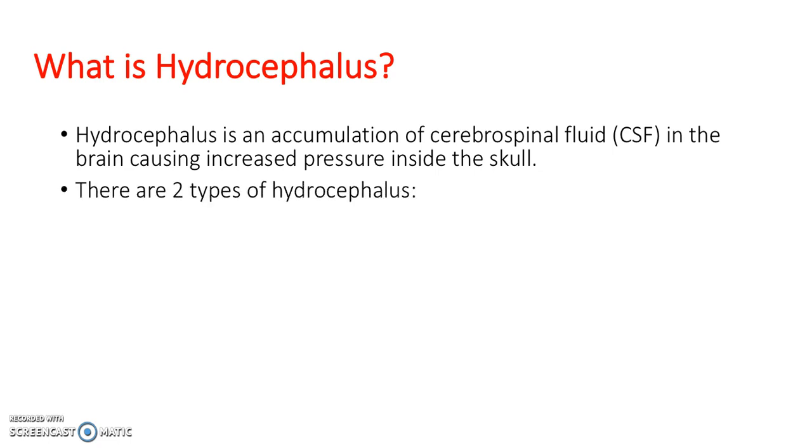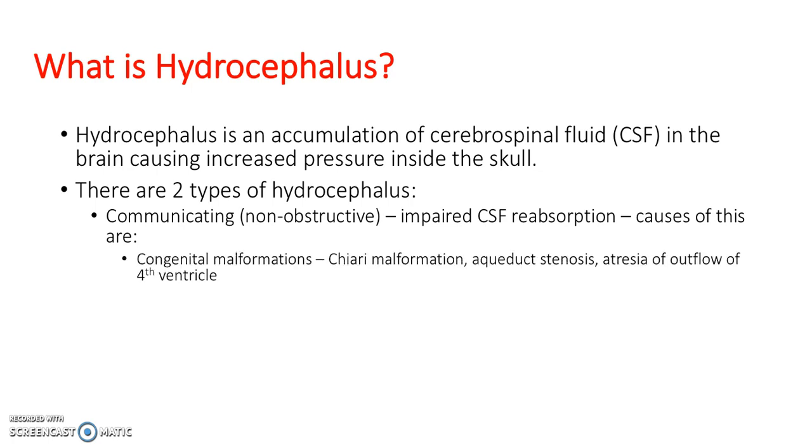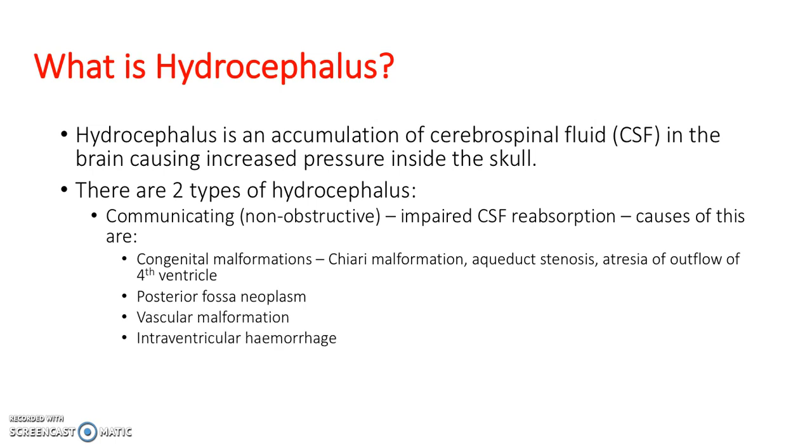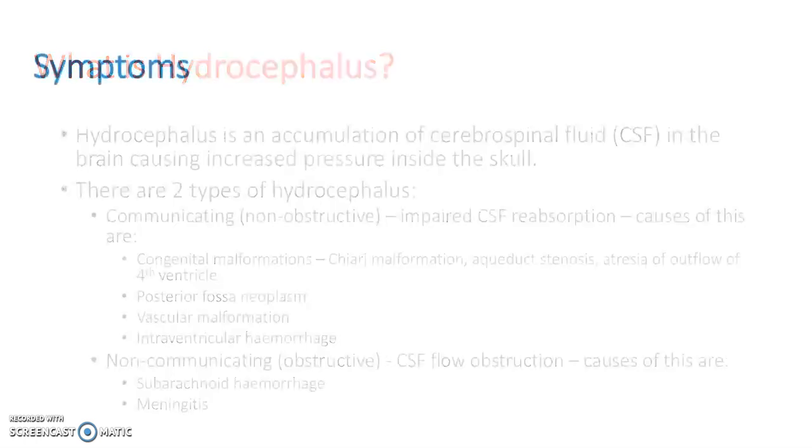So there's two types. Communicating or non-obstructive is impaired reabsorption of the CSF. That can be caused by congenital malformations, posterior fossa neoplasm, or a vascular malformation, or an intraventricular hemorrhage. And the second type is non-communicating or obstructive, so obviously that's an obstruction, a disruption of the flow of CSF. It is caused by subarachnoid hemorrhage and meningitis.